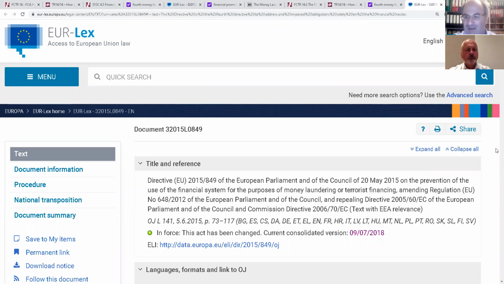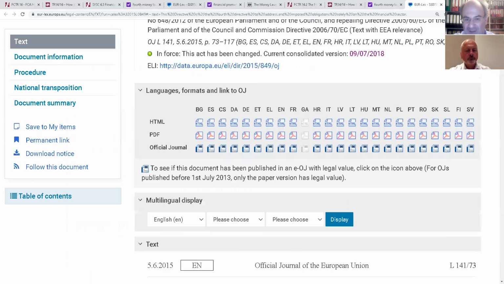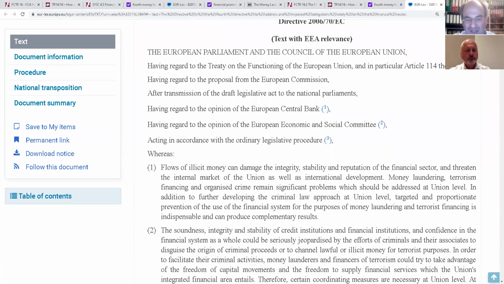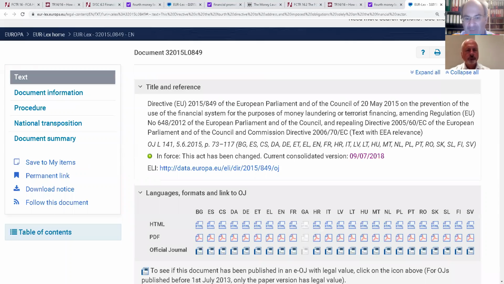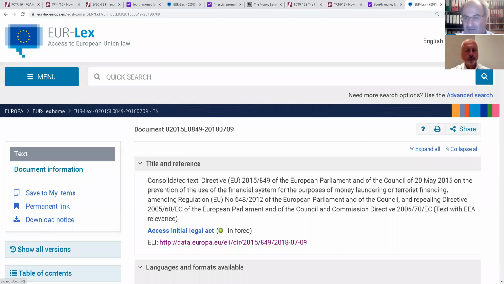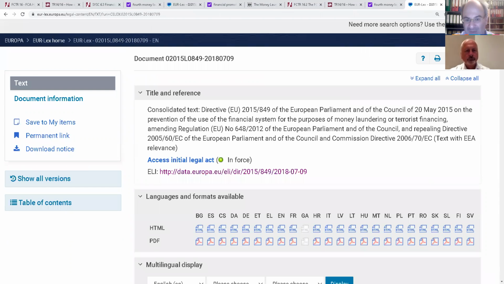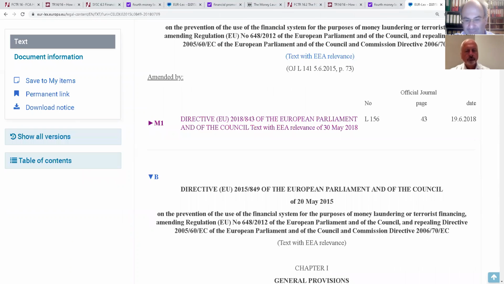EUR-Lex, it's called. And you'll notice that it tells us that this act, which is the fourth money laundering directive, has been changed. Now, the fourth money laundering directive, like just about every other European directive, begins with a string of paragraphs headed by the word whereas. They're called the recitals. They are important, you should read them. But they're not officially part of the directive. So if we go back up the screen and look at the current consolidated version, which includes the fifth money laundering directive, we can see that the preambles have gone.